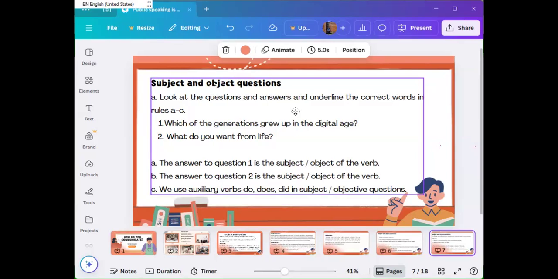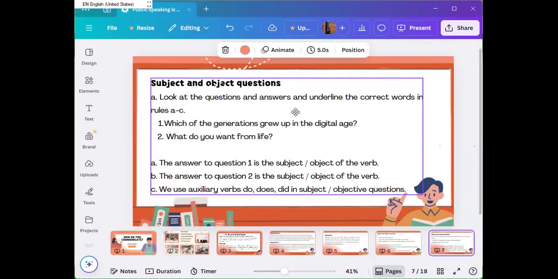All right, A, the answer to question 1, which of the generation grew up in the digital age? The answer is subject or object? Subject answer. Okay, very good. What about number 2? What do you want from life? The answer to question 2 is subject answer or object answer? Object answer. Very good job.